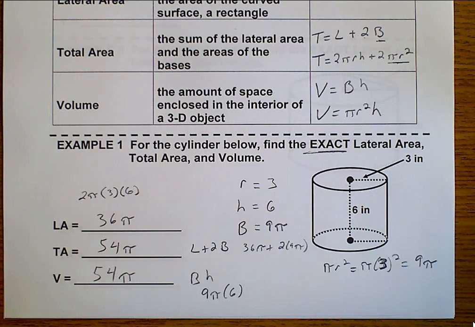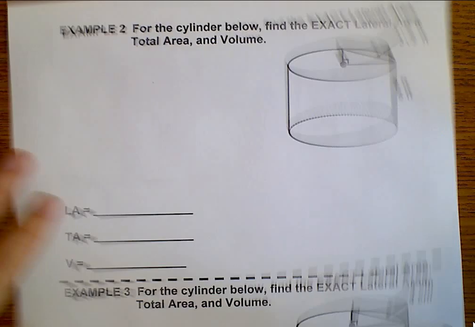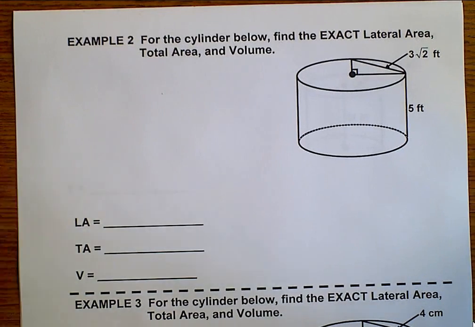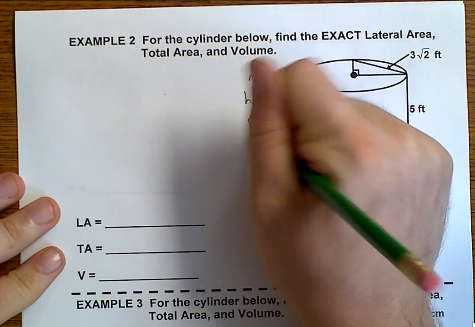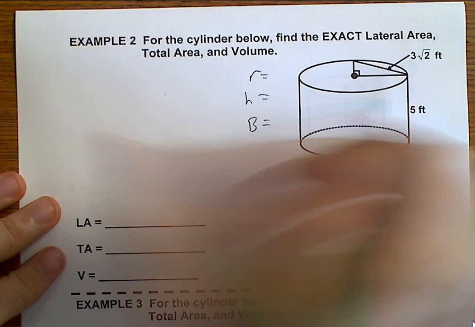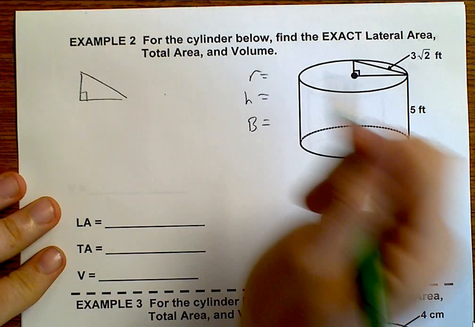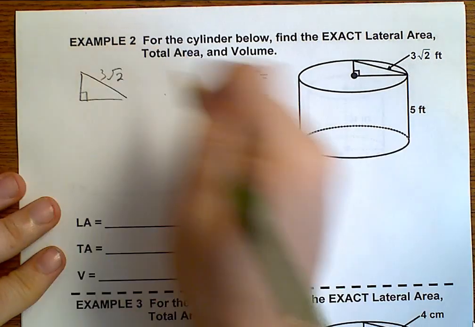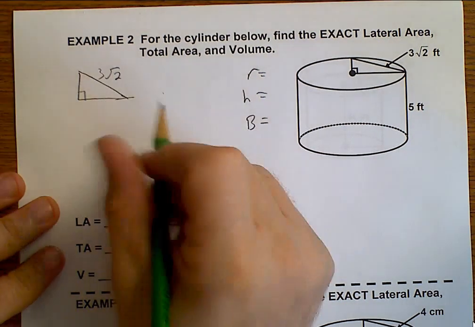Let's go ahead and have a look at example number 2. Well, they didn't give us the radius, because we need our radius, our height, and the area of our base. They didn't give us the radius, they gave us this. Well, this is a right triangle, and we are trying to figure out what our radius is.